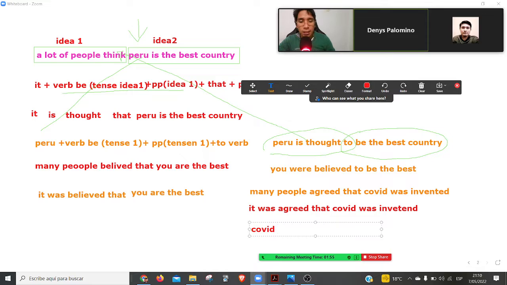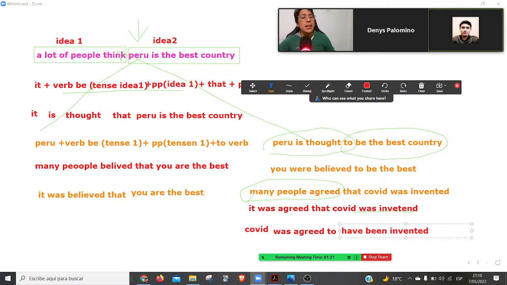Next, ¿qué iría primero ahora? COVID. ¿COVID qué? Mi oración en qué está? Was. Esto que está en pasado, presente, futuro. En pasado. Was agreed. Ahora viene el infinitivo. Was agreed to. Focus on this. ¿Esto en qué tiempo está? Have been, perfecto. Have been invented.